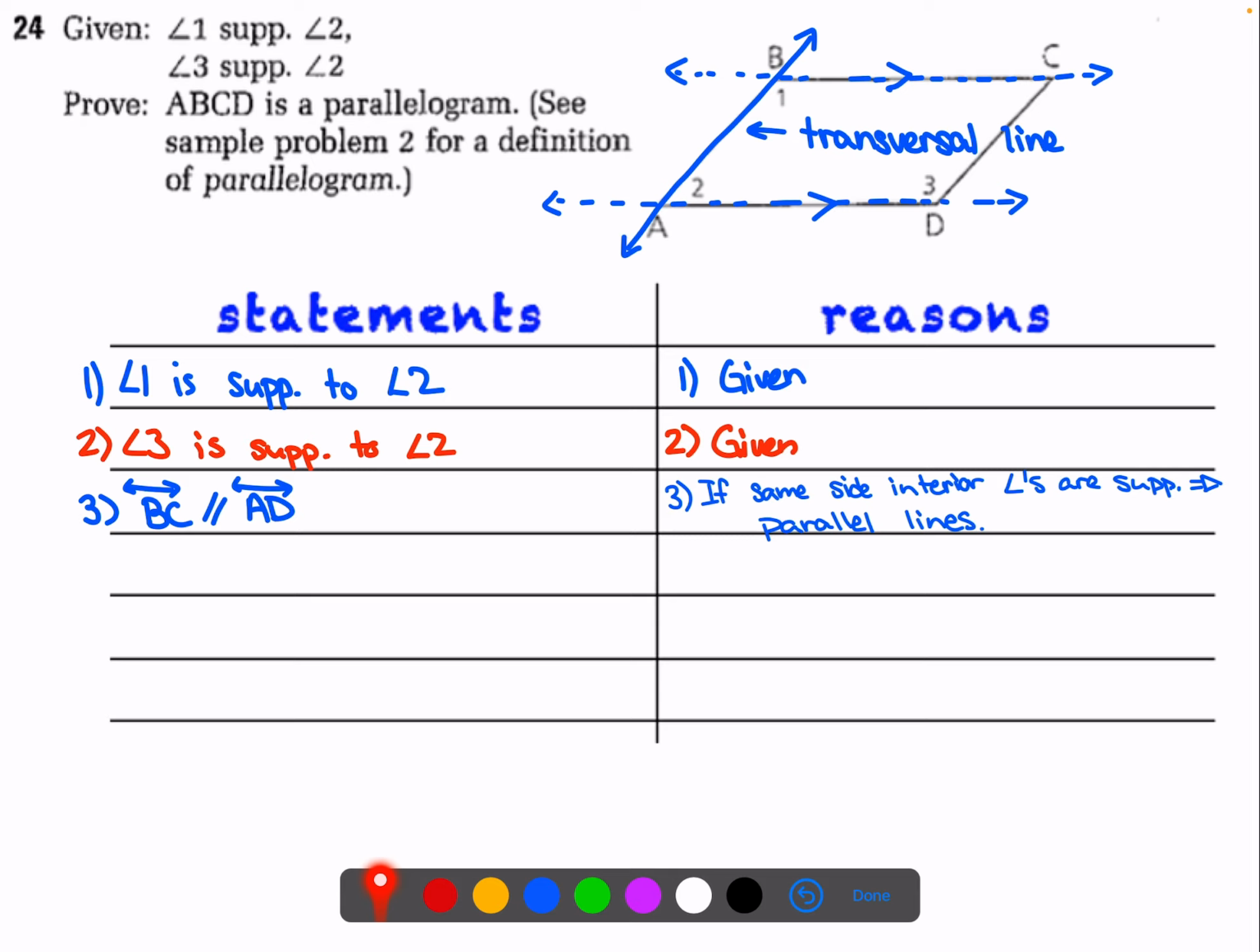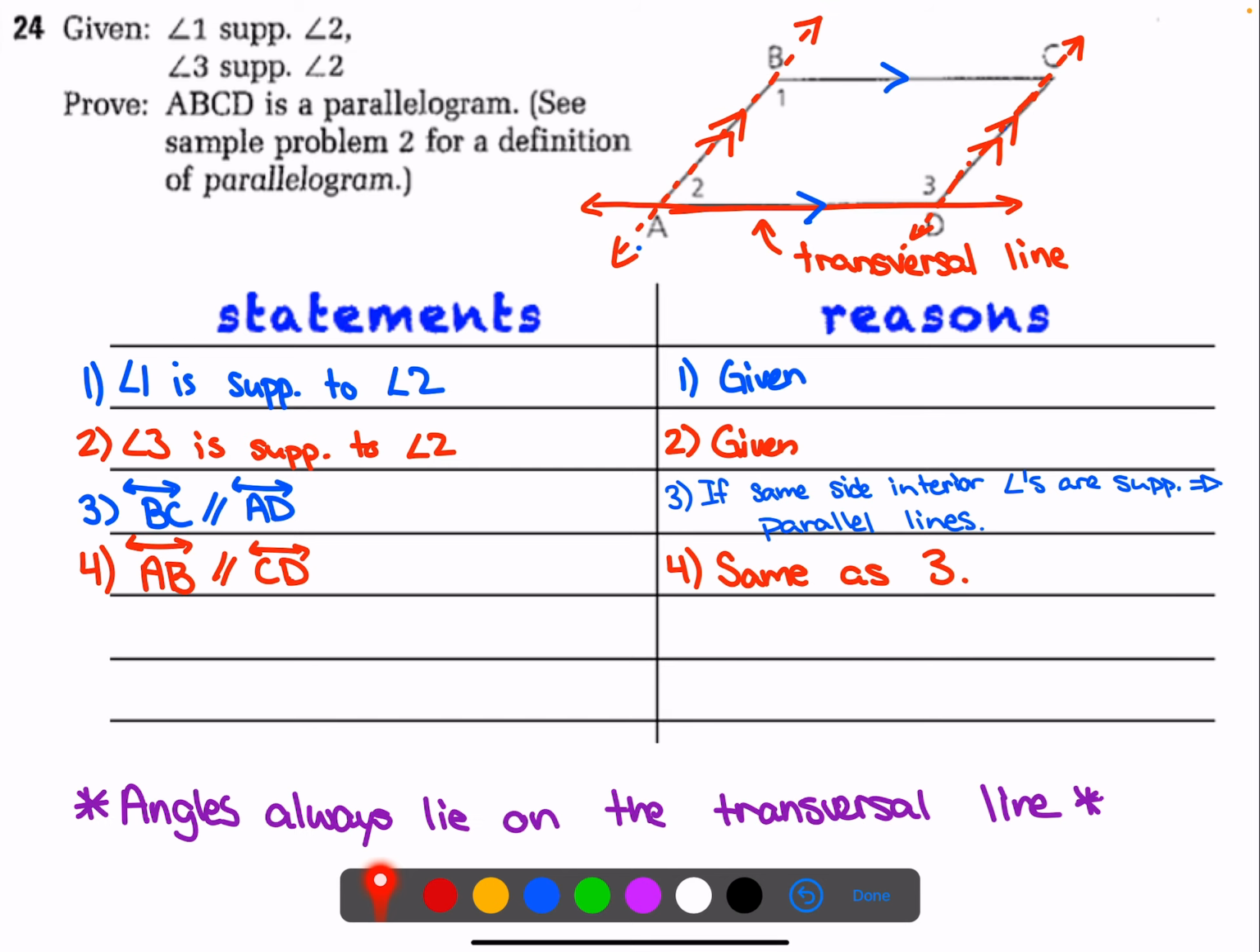I can do the same thing with angle 2 and angle 3. This time AD is my transversal, and I'm trying to prove that AB and CD are parallel. So what's the relationship between 2 and 3? Well, again, same side of my transversal, inside the parallel lines, they're same side interior angles, and we know that they're supplementary. So therefore, lines AB and DC are parallel lines as well, because if same side interior angles are supplementary, that implies parallel lines. Same exact thing as the one right above it.